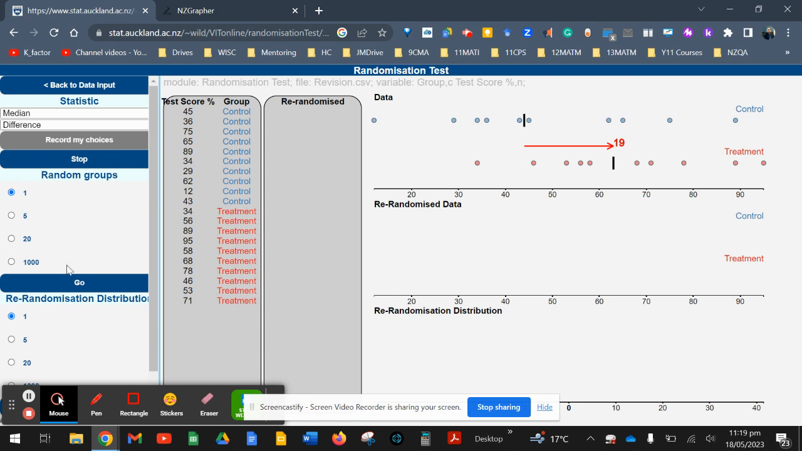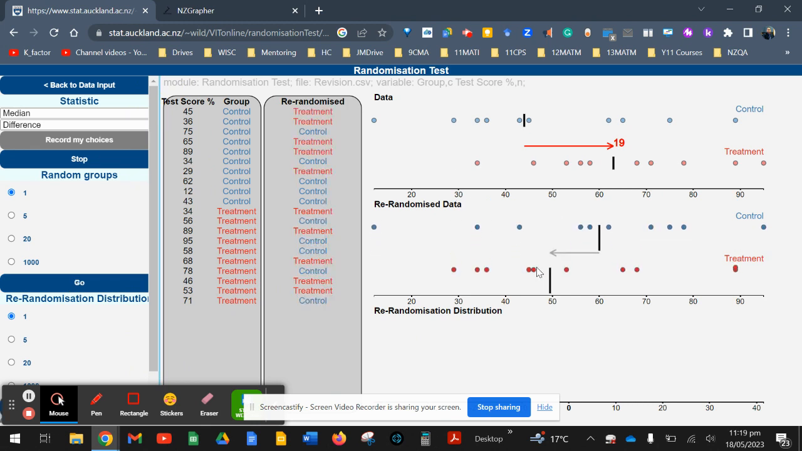If I do this once, see how the colors are removed and they're just put into random groups. If this arrow here points to the left, it is giving a median where the treatment group's median is actually smaller. So that's negative. An arrow to the left is negative, an arrow to the right is positive. So this time the difference is much less than 19, of course.